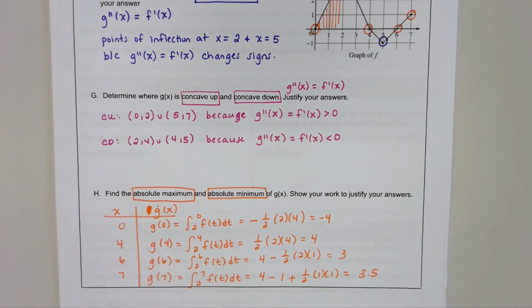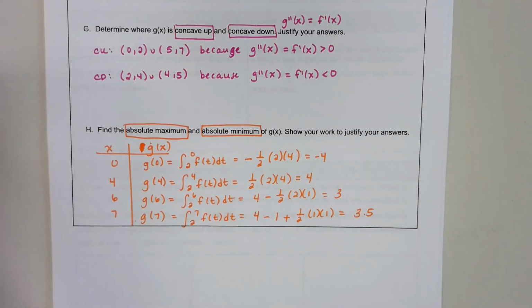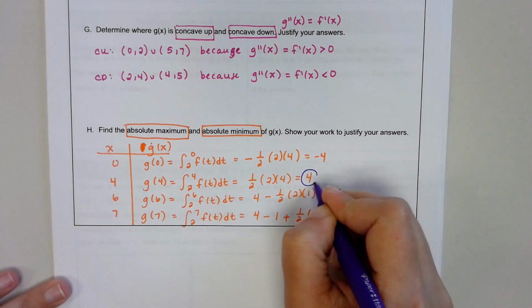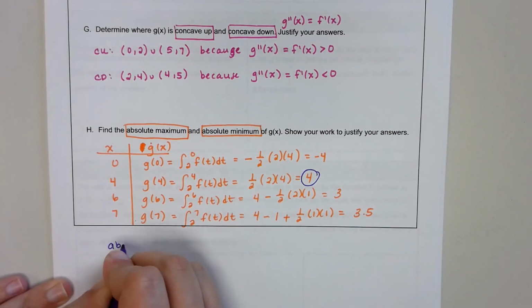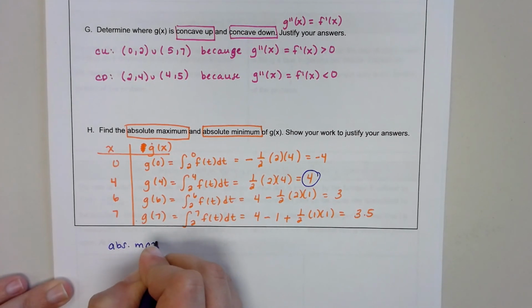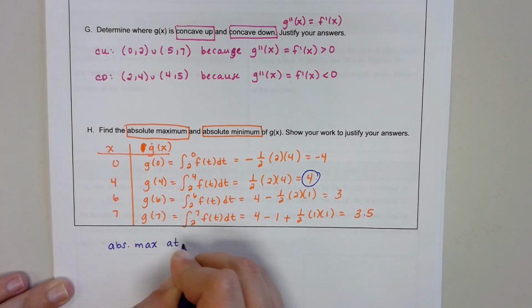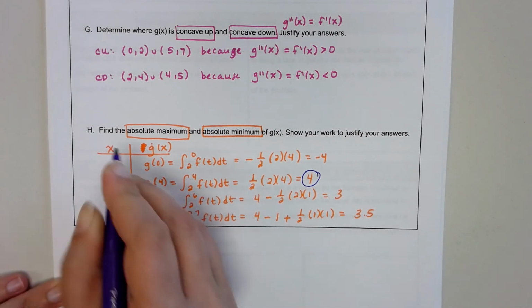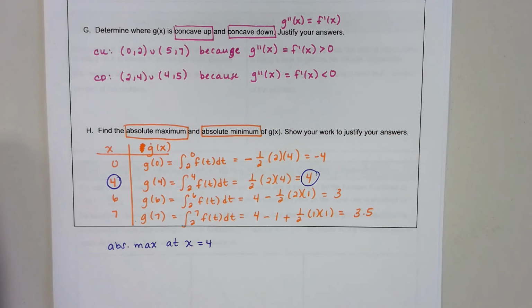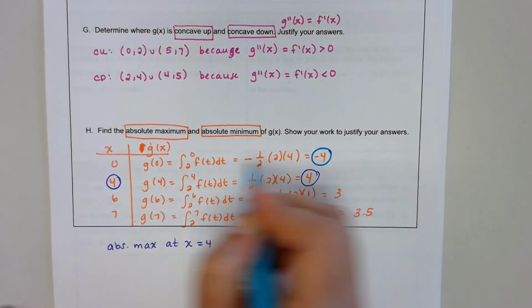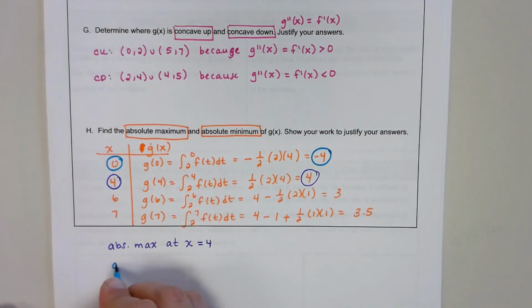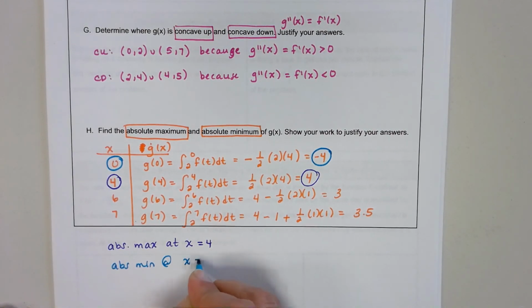From this list, the highest number is the 4. So I would say that I have an absolute maximum at x equals 4 because that's the associated x value. And the lowest number is the -4. So I would say that I have an absolute minimum at x equals 0.